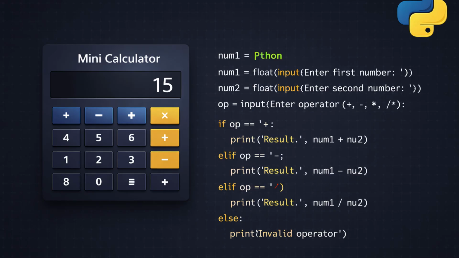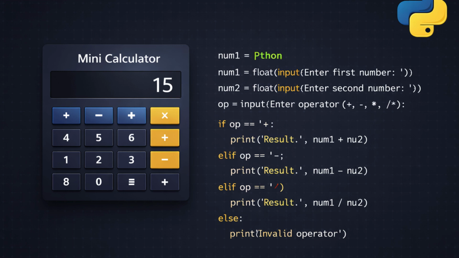Let's build a simple mini calculator in Python. First, the program asks the user to enter two numbers. These inputs are converted to float values so we can perform calculations. Next, the user enters an operator like plus, minus, multiplication, or division. The program then uses if-elif conditions to check which operation the user selected.